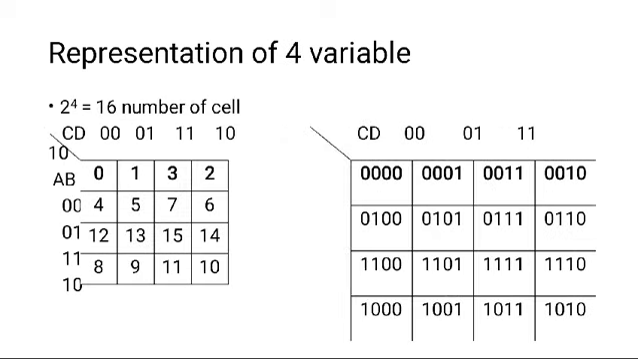Representation of four variables. Four variable K-map consists of a 4 by 4 grid with each square representing a possible combination of four input variables A, B, C and D. The rows represent the possible values of variables A and B, while the columns represent the possible values of variables C and D.